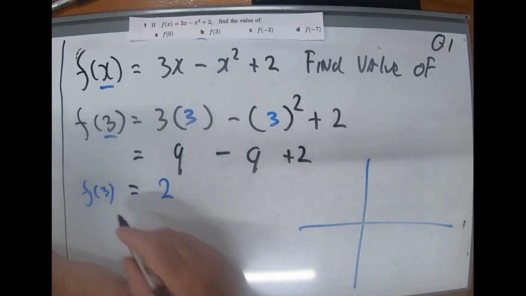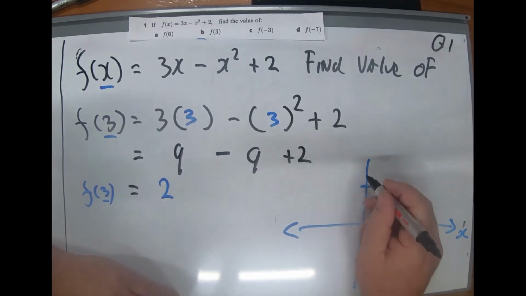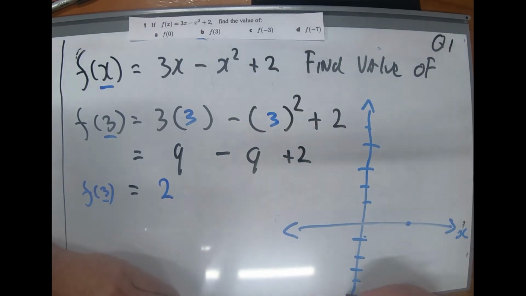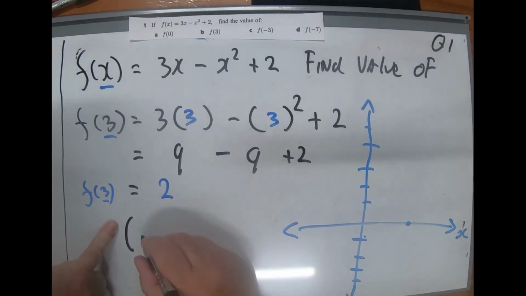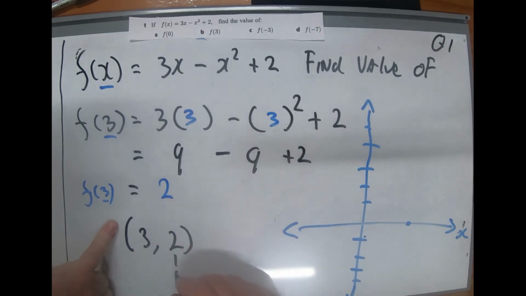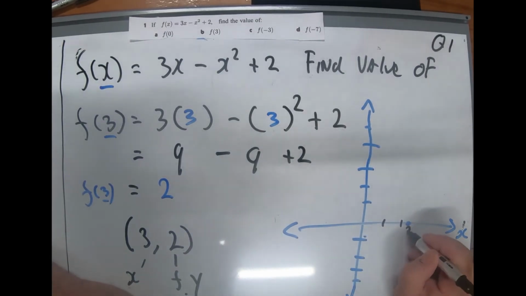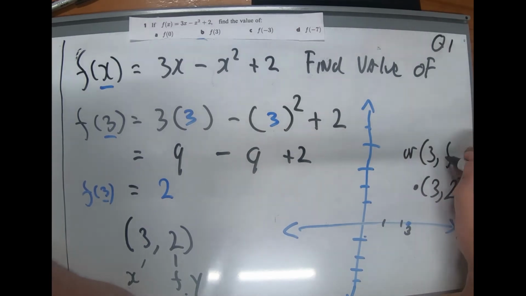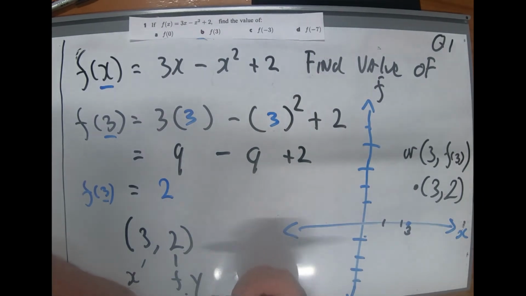On a graph, the 3 is the x value, and f would be doing the same job as what y was doing before. This hasn't been asked for in this question. So this is the other way of doing this: 3, 2. This is the y value or the f value, and here is the x value. So 3 across and 2 up. Or 3, f of 3, where f is the height. So these are pretty straightforward substitutions.